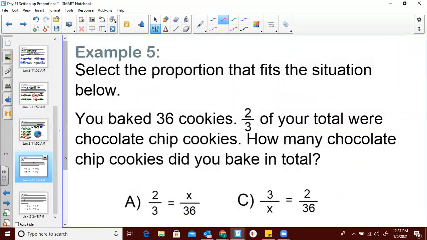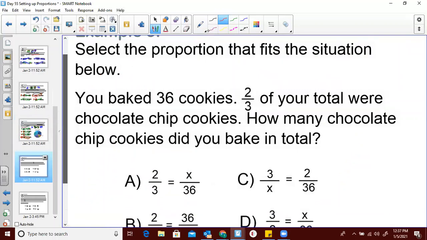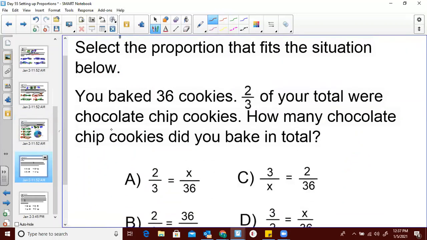All right, last one of the day. Let's see, you baked 36 cookies, 2/3 of your total were chocolate chip cookies. How many chocolate chip cookies did you bake in total? Now they're gonna throw in extra words here, like in total. That's gonna make you be like, oh, looking for the total. Let's really think about this.